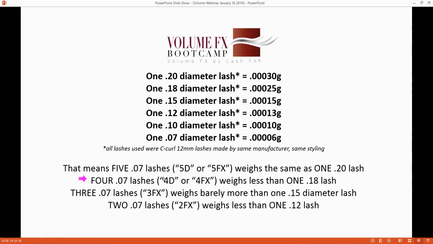4 of the 0.07 lashes, a 4D or 4FX lash enhancement, weighs less than a 0.18 lash. And 0.18s are rocking the lash world right now. They're a great weight to use. They have the oomph and the black presence of those 0.20s, but less weight. 3 0.07 lashes, or 3FX, weighs barely more than a 0.15 diameter lash. And 2 0.07 lashes, or 2FX, or 2D, weighs less than a 0.12 lash. This is amazing.